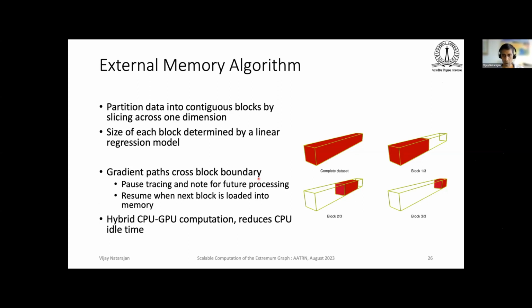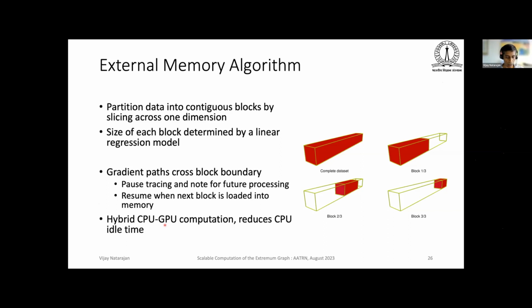The gradient path tracing works as before. The only difference being that we restrict the gradient path computation to the particular block that we study. Now, if a particular gradient path attempts to cross the boundary, then we just pause the trace and resume the tracing when the next block is loaded into memory. So essentially, at the end of processing all the blocks, we have the Extremum Graph for our data set.